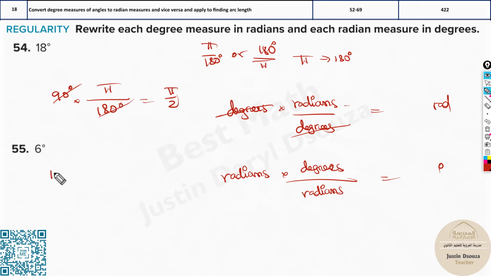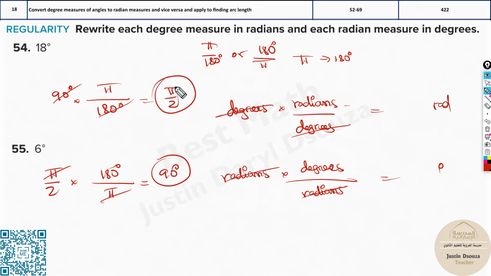Now imagine I'm converting this pi by 2 into degrees. This is in radians, so radians must be down. If it's degrees, it can't be up; it must be down. Opposite. See, radian down, so I'll write pi down. What goes up is degrees. So if this is in radians, first you write degrees; if it was in degrees, first you write radians. It's just the inverse. Now this cancels off. 180 divided by 2 is 90 degrees. Yes, this is the answer.